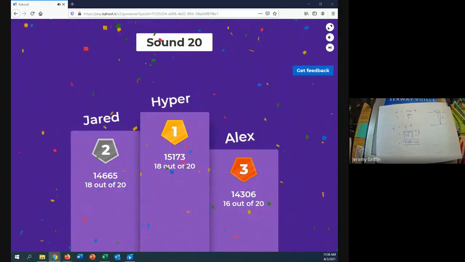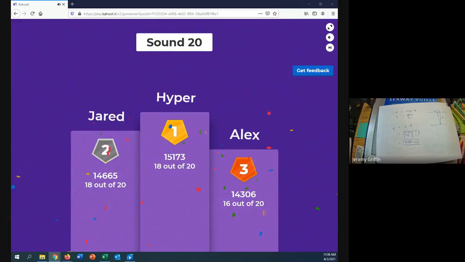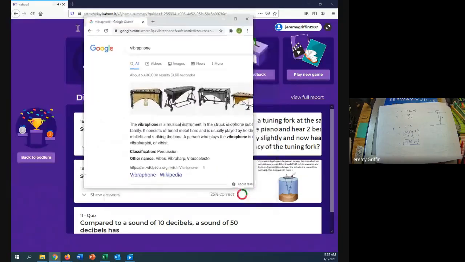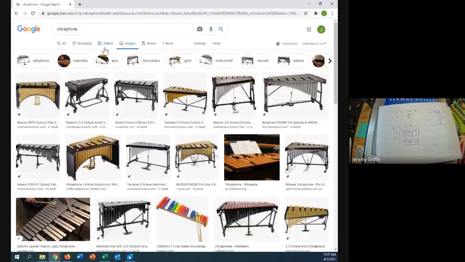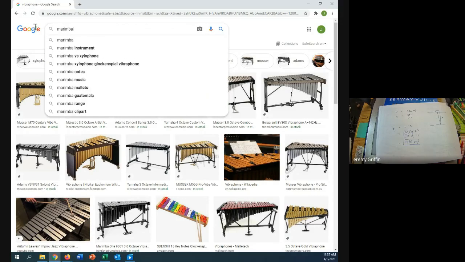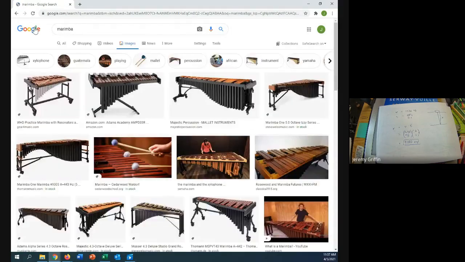Vibraphone is the most similar. Here's a vibraphone. Pretty cool. It has metal bars. I think they're made out of steel or silver maybe. And it has metal resonators. And you said the other one was called a what? A marimba. That one is wood though.